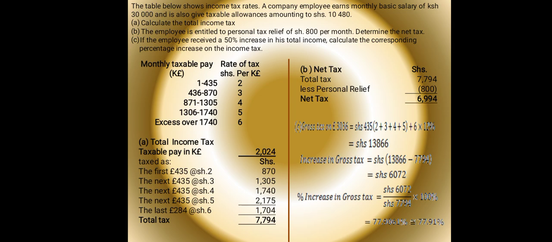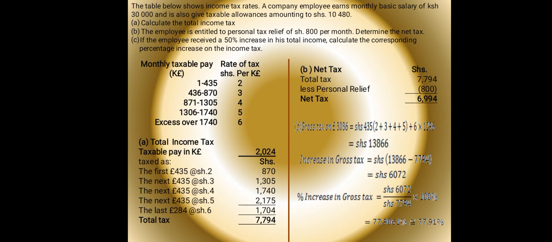C. If the employee receives a 50% increase in his total income, calculate the corresponding percentage increase on the income tax. So the first table shows the tax brackets, how the tax is charged on somebody's income. Now table 2, the total income tax for this employee. Now the employee has a total pay of 2,024 Kenyan pounds. These are taxed as follows.